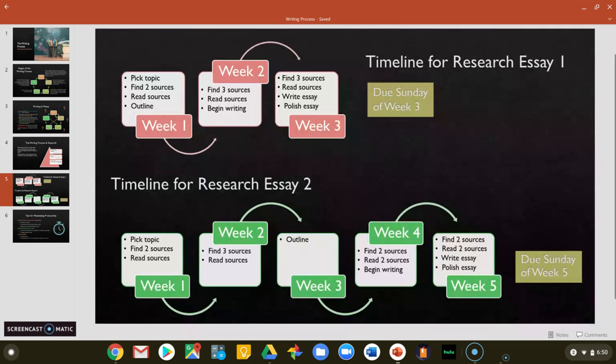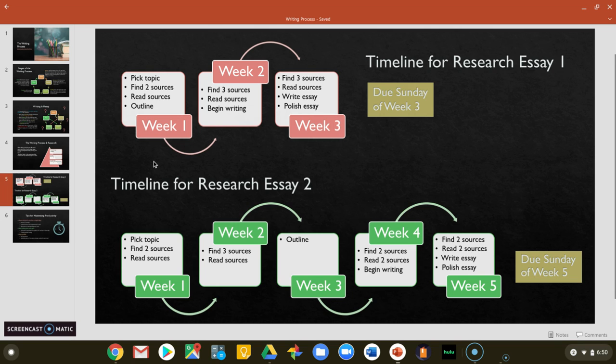So how are you going to balance all of these different stages and requirements for 2 research papers in this class? So I've created a timeline. The first research paper is due Sunday of week 3, and the second is due Sunday of week 5, so the last day of class.